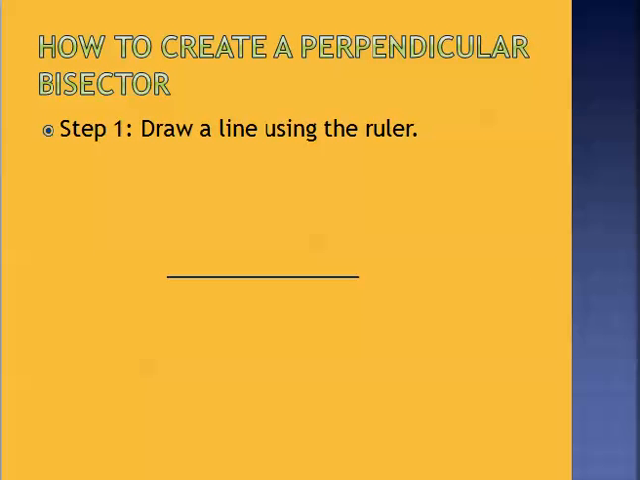Okay, so how do you create a perpendicular bisector? Well, the first step is to draw a line using a ruler. Now, of course, you could also use a straight edge. In this video, I'm going to be using the term ruler, but again, you could use a straight edge either way. So you see here, I have a line drawn in the center of the page.